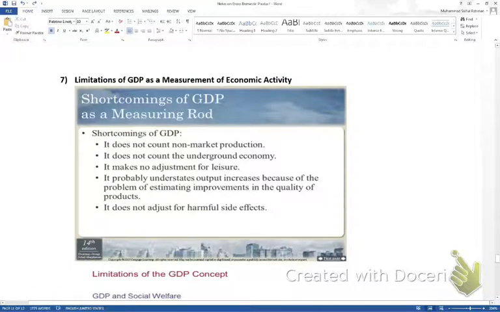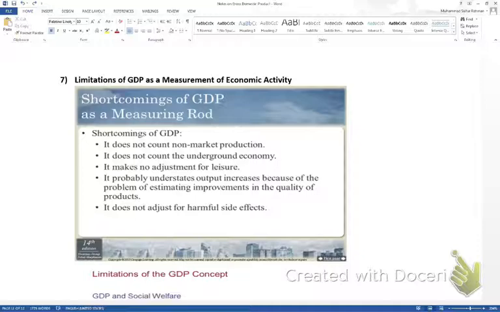Okay, so that covers the concept that we want to look at. We just came up with a measurement called real GDP. That gives us a more precise and accurate estimation of how the economic activities are changing. Now we are going to have a lengthy discussion about how good or how bad the GDP measurement is, right?